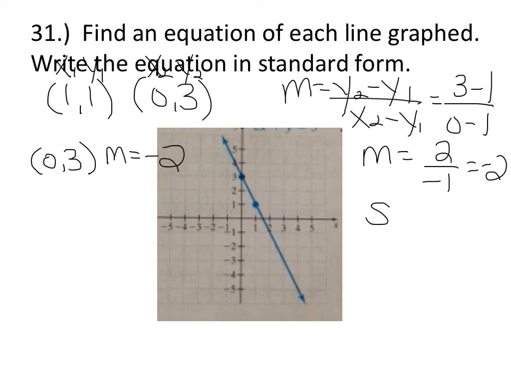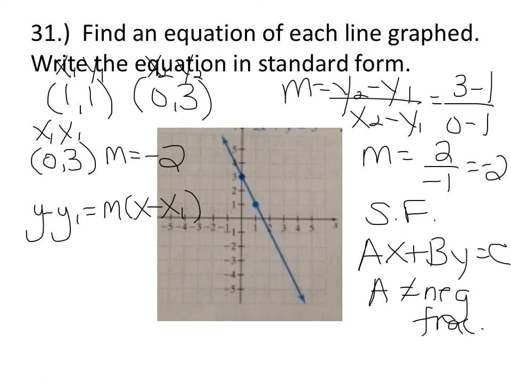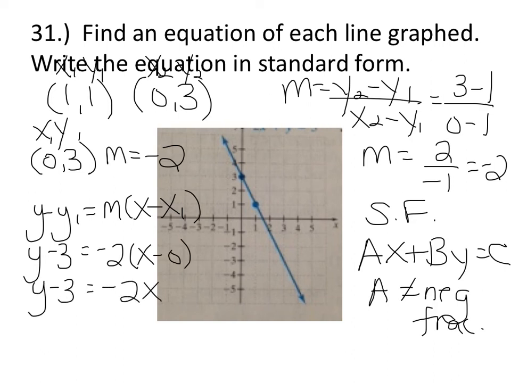And they want it in standard form, which I know is ax plus by equals c. A cannot be negative and cannot be a fraction. Alright, so I'm going to plug into y minus y1 equals m times x minus x1. This is going to be my x1 and my y1. Alright, y minus 3 is equal to negative 2 x minus 0. Y minus 3 is equal to negative 2x.